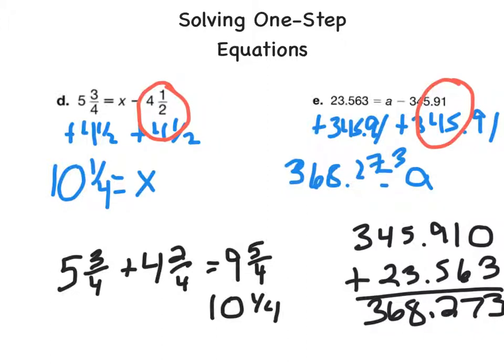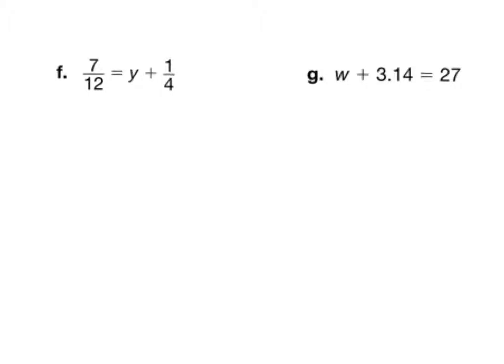So there we go. Okay, this time I'm going to try the decimal one first, and you're going to do the fraction one on your own. So this time we are adding, so the opposite of adding is to subtract. So I'm going to subtract 3 14/100ths from both sides to keep it balanced.